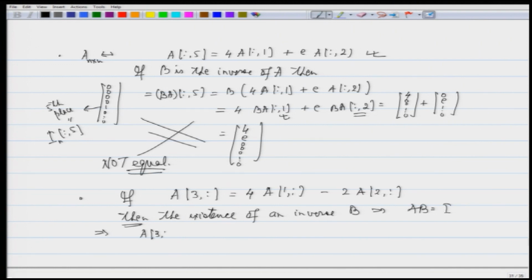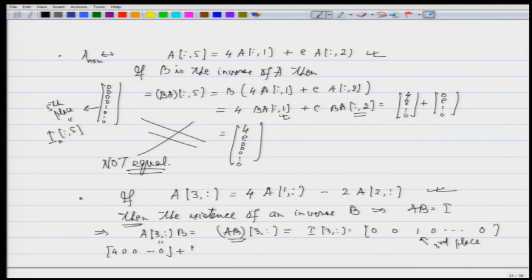the third row of AB will be equal to the third row of the identity, so it will look like 0 0 1 0 0 0, with 1 at the third place. And this condition will give me that this should be equal to 4 0 0 and so on plus 0 minus 2 0 and so on. So this will give me 4 minus 2 0 and so on, and then you can see that these two are not equal.